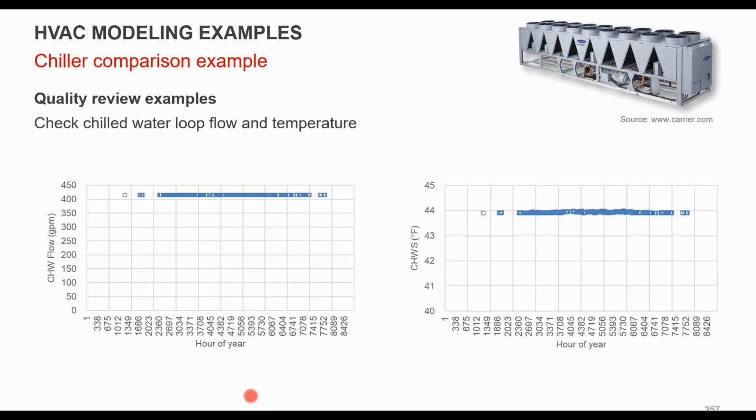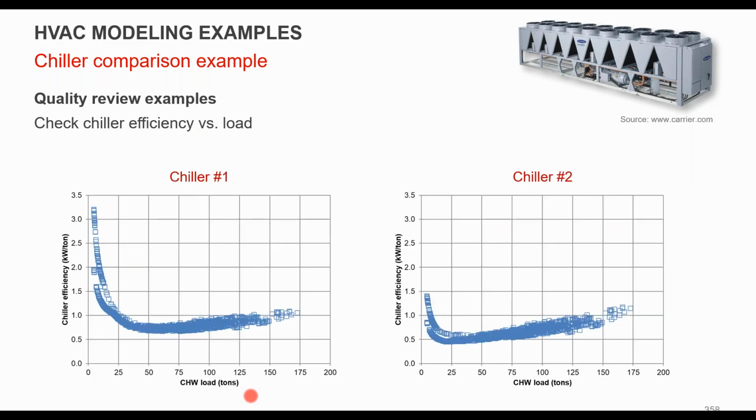In this case, this is not super indicative, but it tells you that these are both constant volume and constant temperature, right? So you're providing fixed flow rate, and you're providing fixed chilled water temperature. So easy way to check. If you see these numbers change and that's not what the controls are, that would indicate something is not being modeled correctly. And then finally, looking at efficiencies, right?